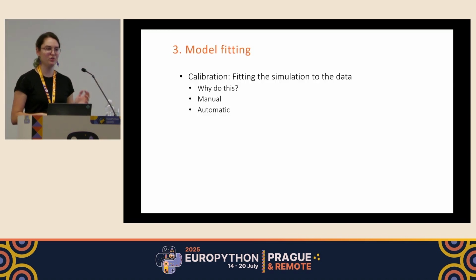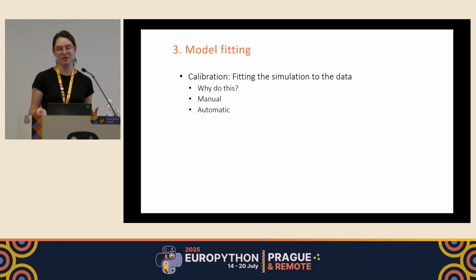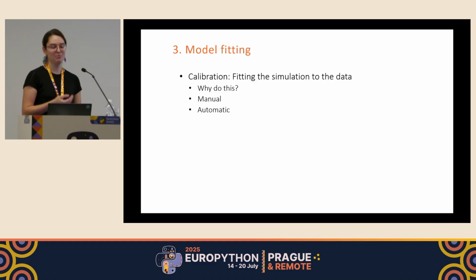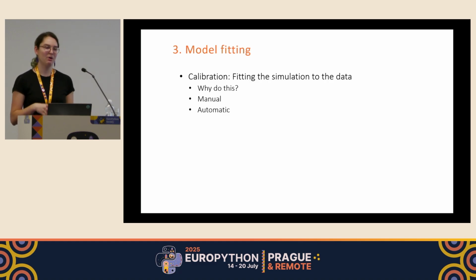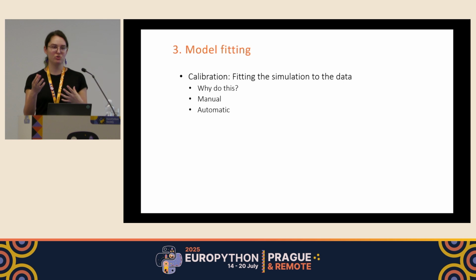So model fitting, which is also called calibration, simply consists of fitting all of our simulation parameters to the data. And the reason this is really important is because we need our model to be able to reproduce historical patterns that we've observed in the real world, to be able to claim that it's going to reproduce any patterns that might happen in the future.